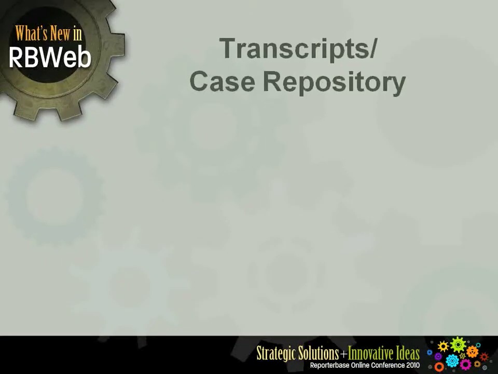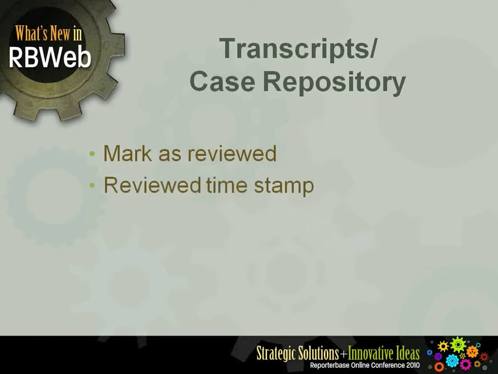In the transcripts area and a case repository where clients will see all the documents and files, transcripts and exhibits, they've been asking us to give them the ability to mark it reviewed. If they're looking at a bunch of stuff, they don't know which one they downloaded already and which one they haven't. So we added a column called reviewed, which is basically a date timestamp, and there will be a command called mark as reviewed. Let's take a look at how that works.